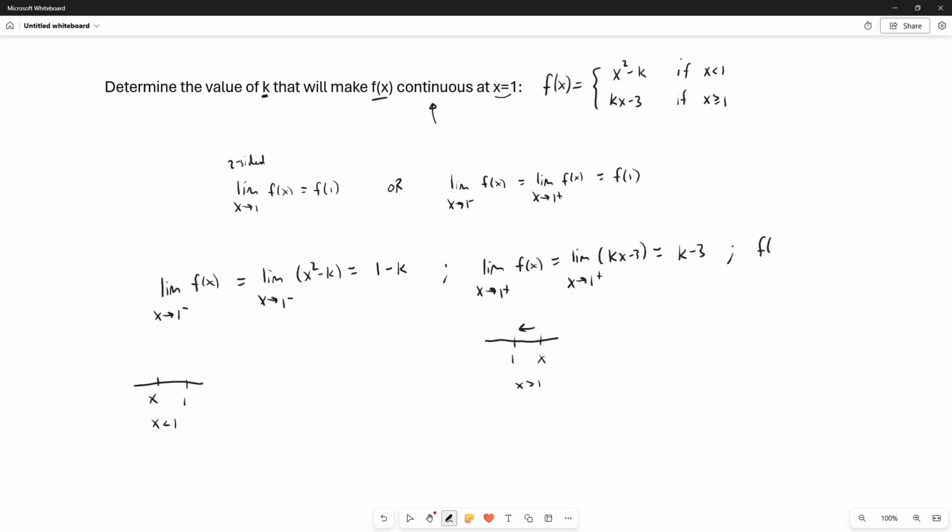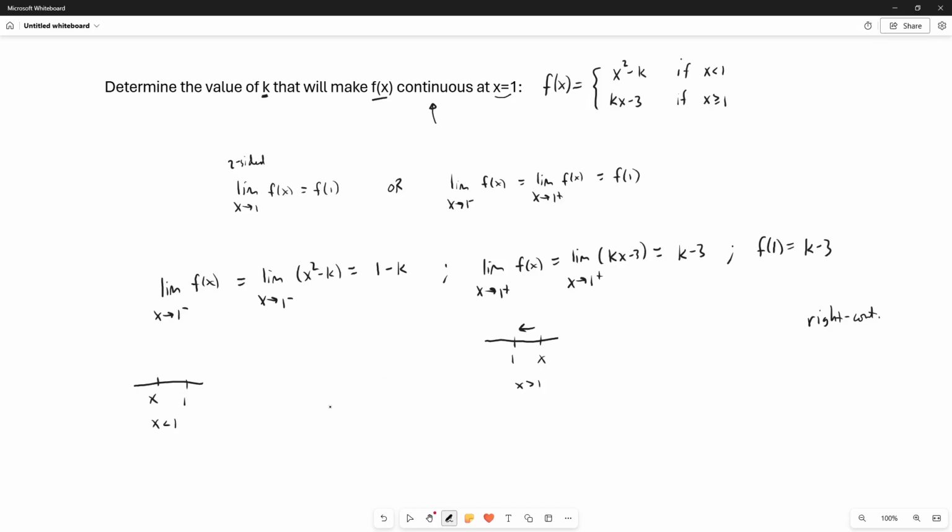And we'll also calculate f of 1. If x is 1, we're in the bottom camp again. Plug in 1, and you get k minus 3. So no matter what k is, the right side limit and the function value are equal. So this function will definitely always be right continuous. But we have to make the left side limit also match.